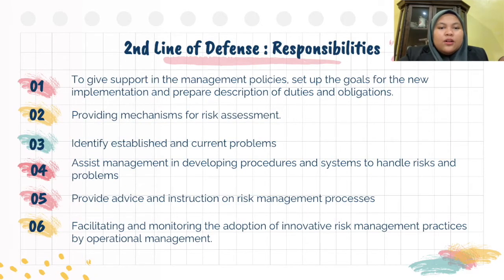Now, we are going to talk about the second line of defense responsibility. First is to give support in the management policy, set up the goal for the new implementation, and prepare description of duties and obligations. Second, providing mechanism for risk assessment. Third, identify, establish, and resolve current problems. Fourth, assist management in developing procedure and system to handle risk and problems. Fifth, provide advice and instruction on risk management process. The last is facilitating and monitoring the adoption of innovative risk management practice by the operational management.